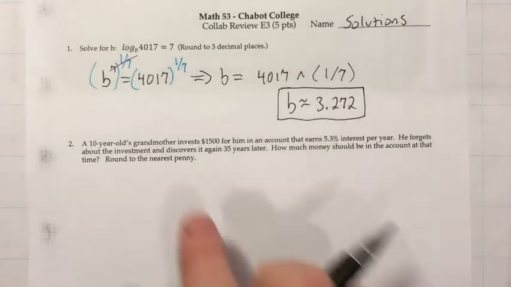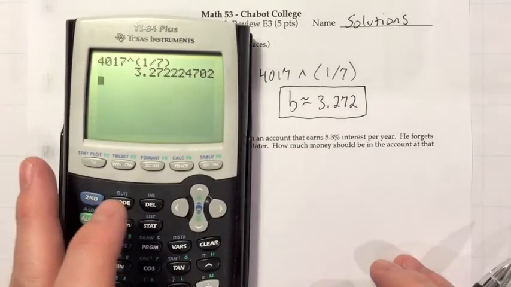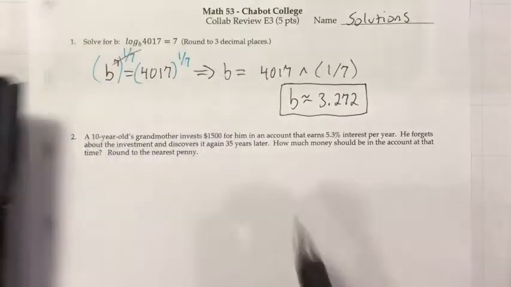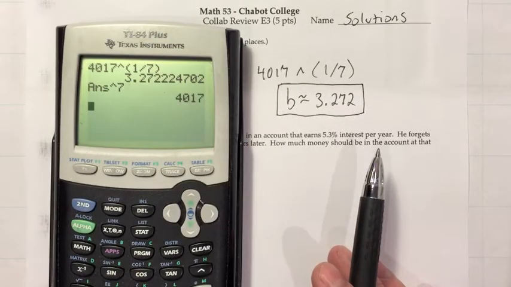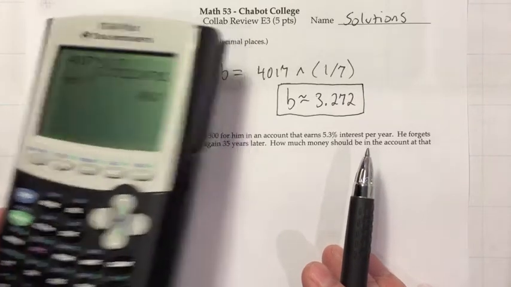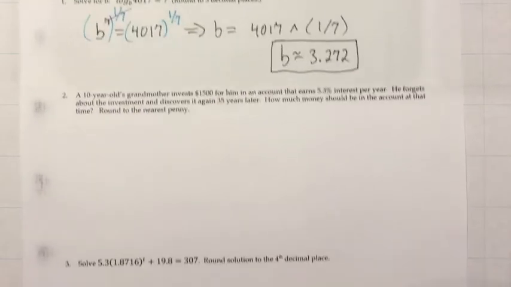And if you wanted to check it, you could go back to this part and raise that to the 7th, because it said b to the 7th was 4017. So we should get 4017, which we do. So that's just a quick check on that. Alright, moving on to problem number 2.